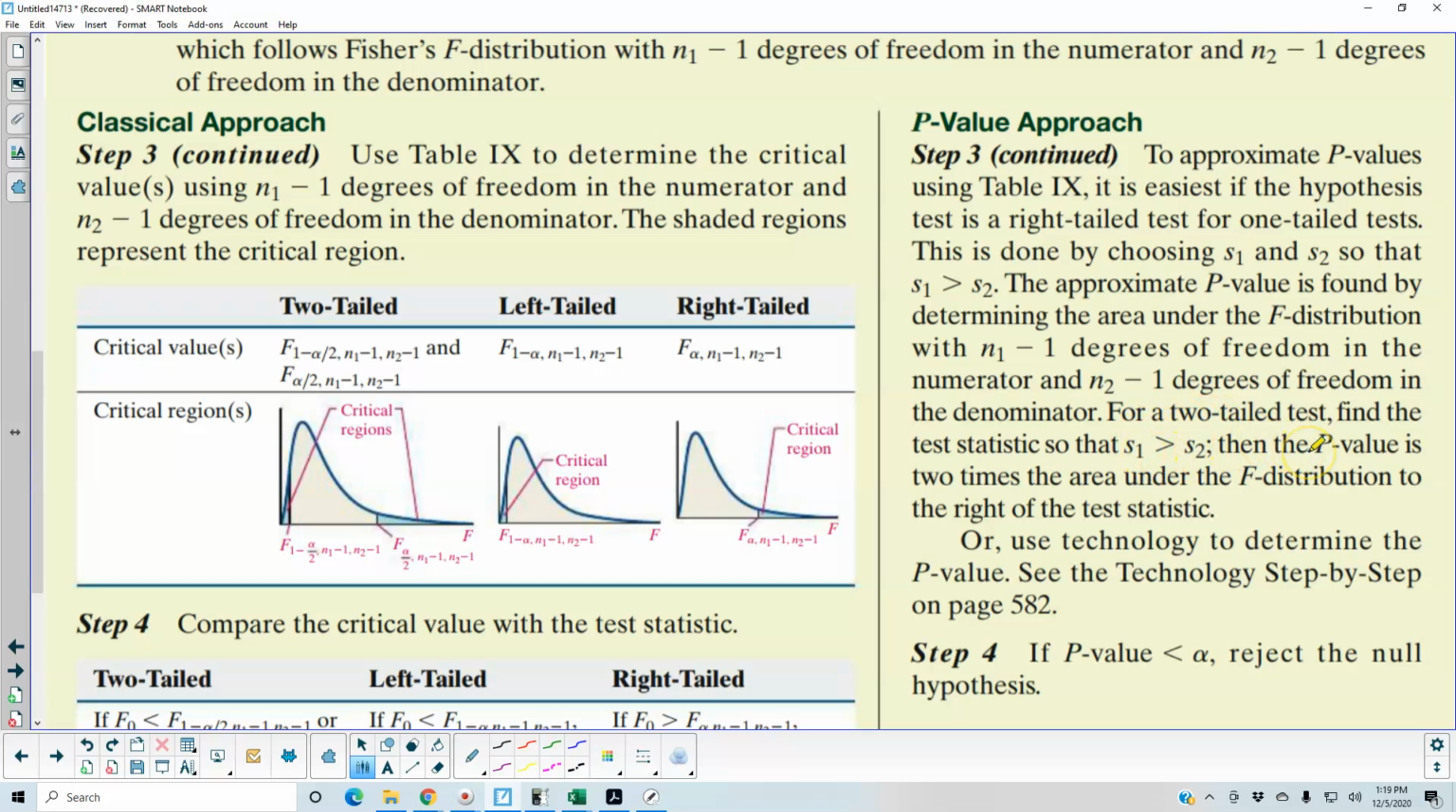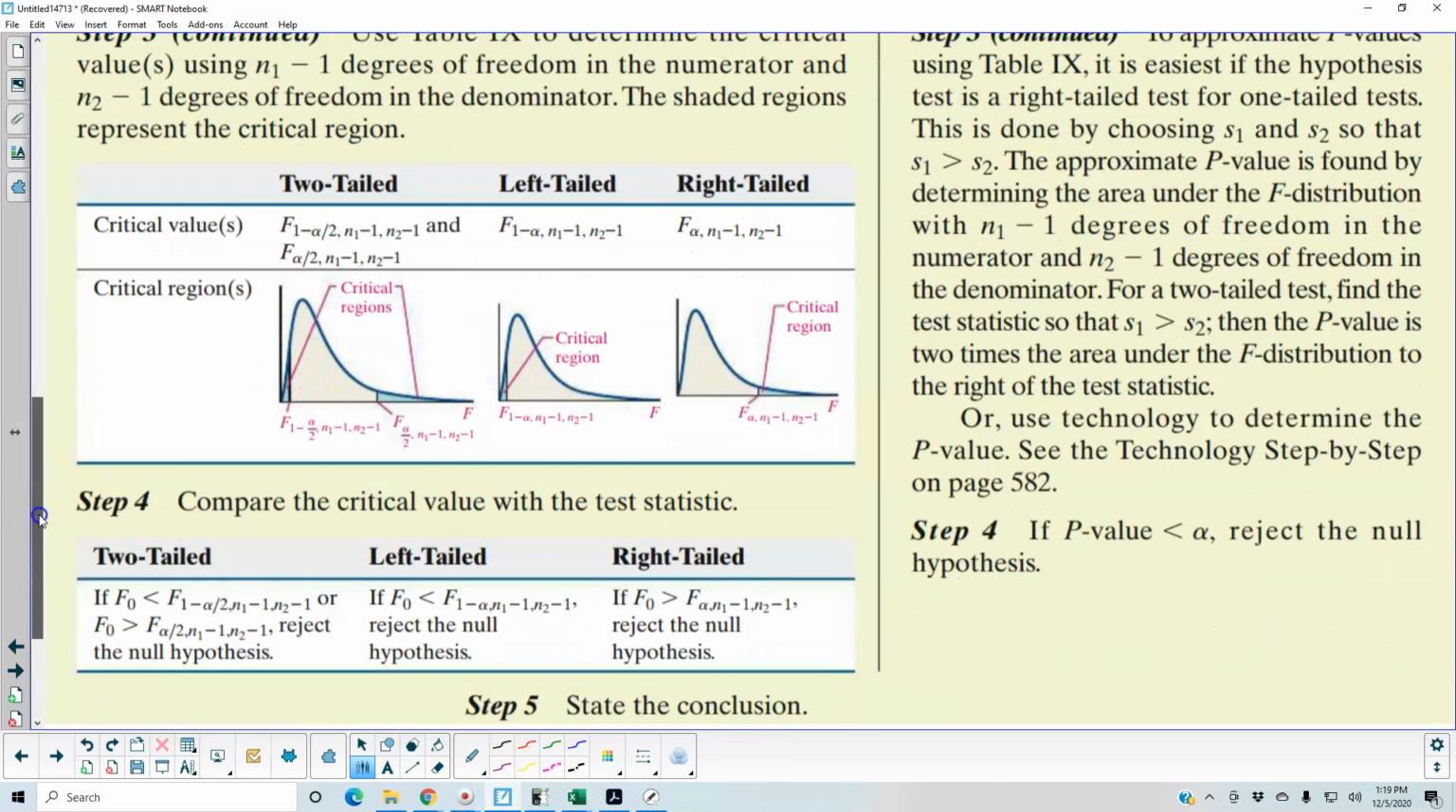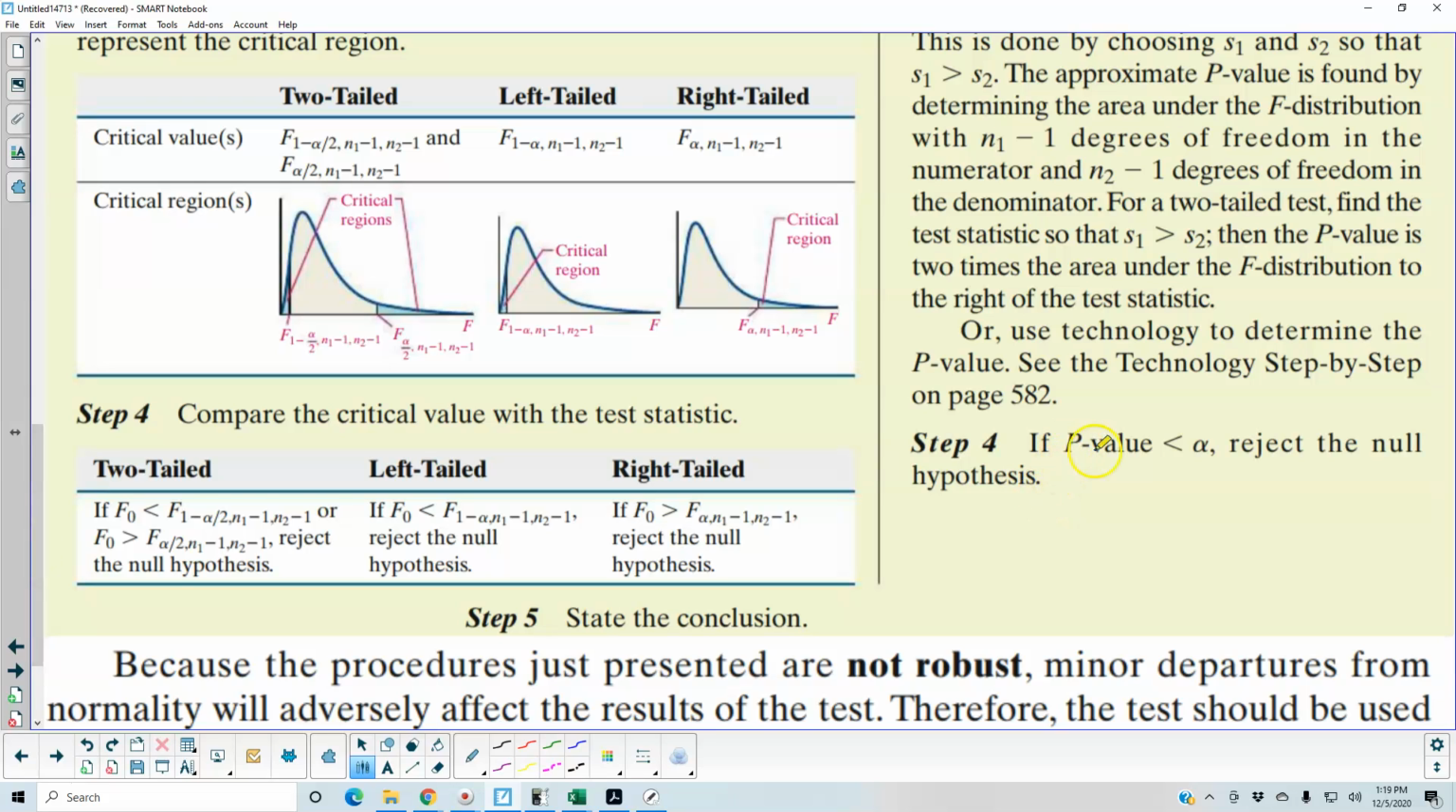Now for a two-tailed test, we find the test statistic so that the sample standard deviation of population 1 is greater than the sample standard deviation of population 2. Then the p-value is 2 times the area under the F distribution to the right of the test statistic. Or we can use technology to determine the p-value, and I will show you the technology step by step, it's on page 582. And then step 4, we compare, and if the p-value is less than alpha, then we reject the null hypothesis.